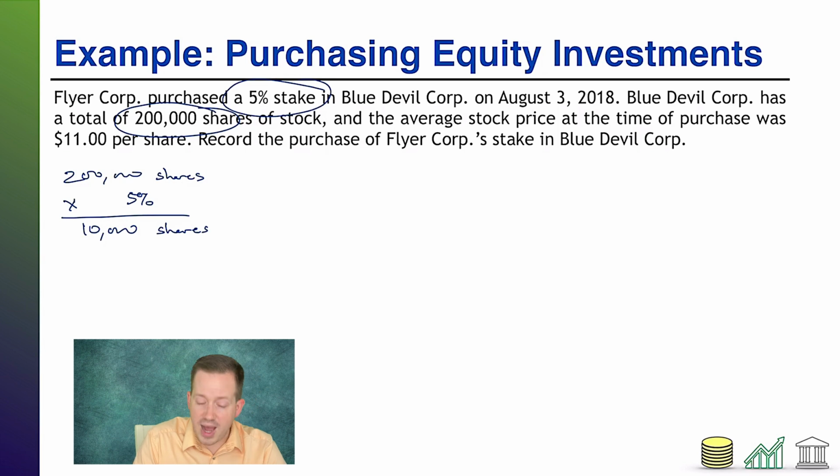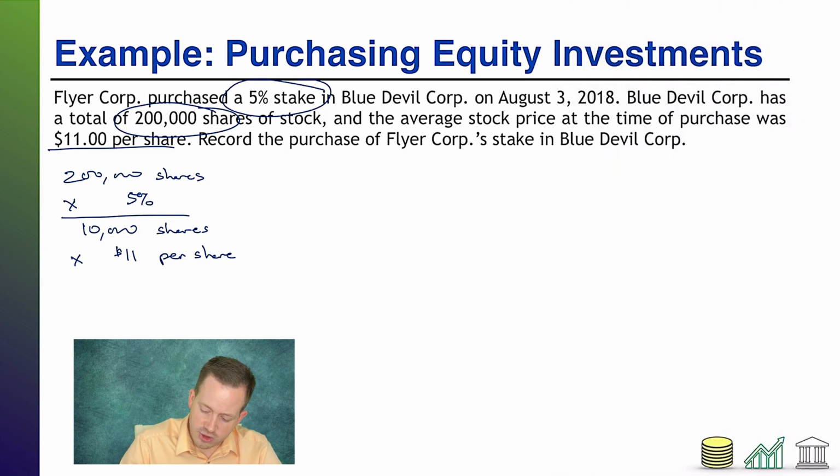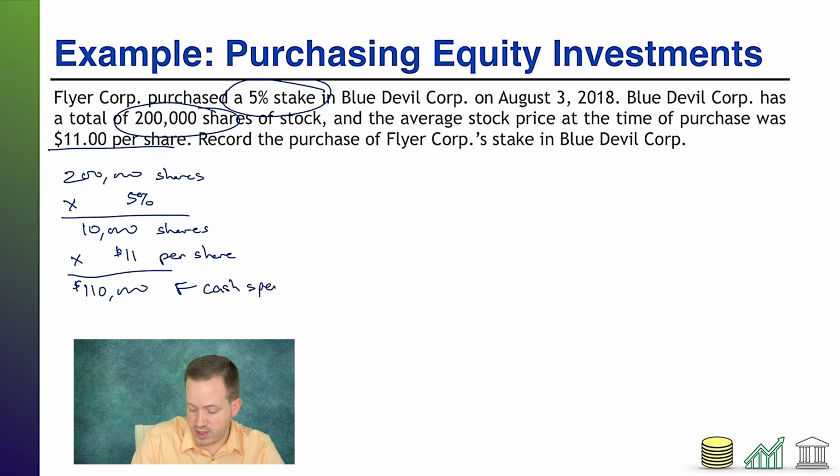So Flyer Corp is buying 10,000 shares of stock at an average price of $11 per share. So times 11 per share. Again, pull my handy dandy calculator out, times 11. That gives us $110,000. So $110,000, this is the cash spent, right, to acquire this stock.